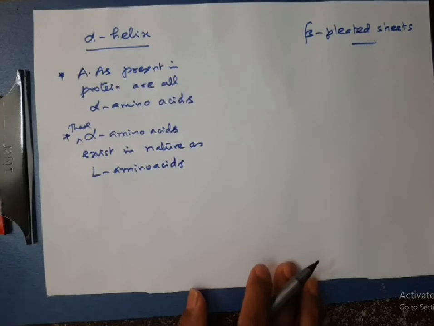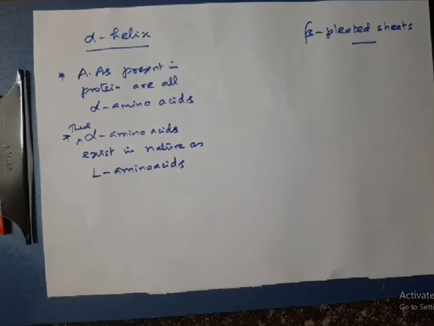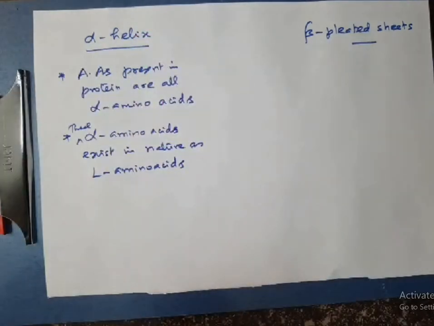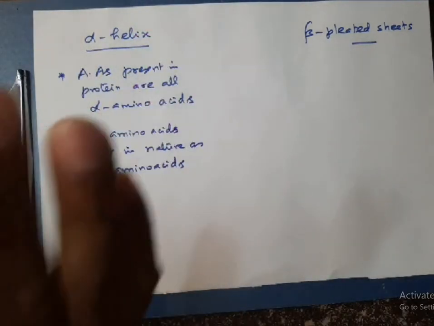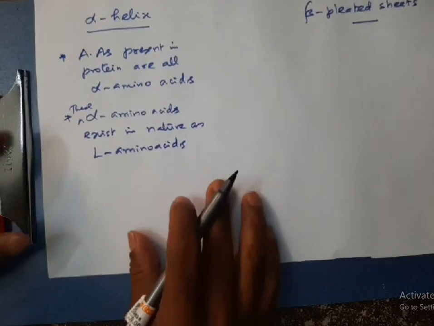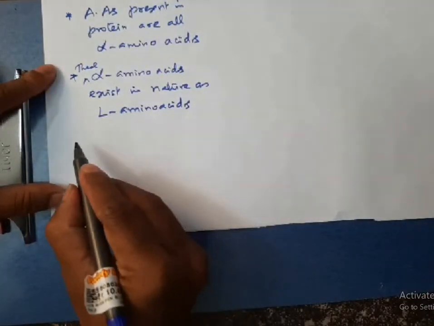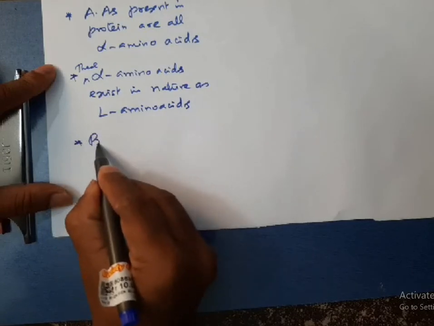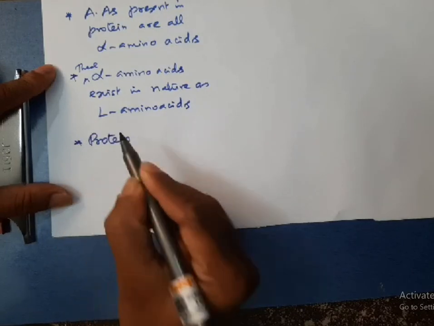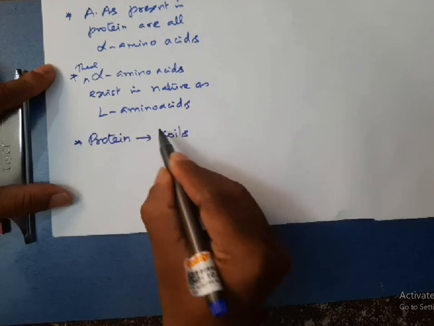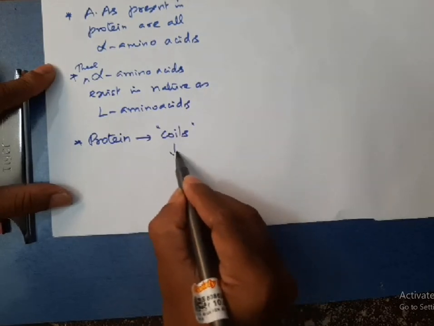Since all are L amino acids in protein, these L amino acids will form a coil. That coil is called alpha helix. It will take a coil form. It's called alpha helix. Listen, alpha helix is a right-handed helix. Why right-handed helix? That's important. Right here. So the protein chain or the polypeptide chain coils and forms what is called the helix.